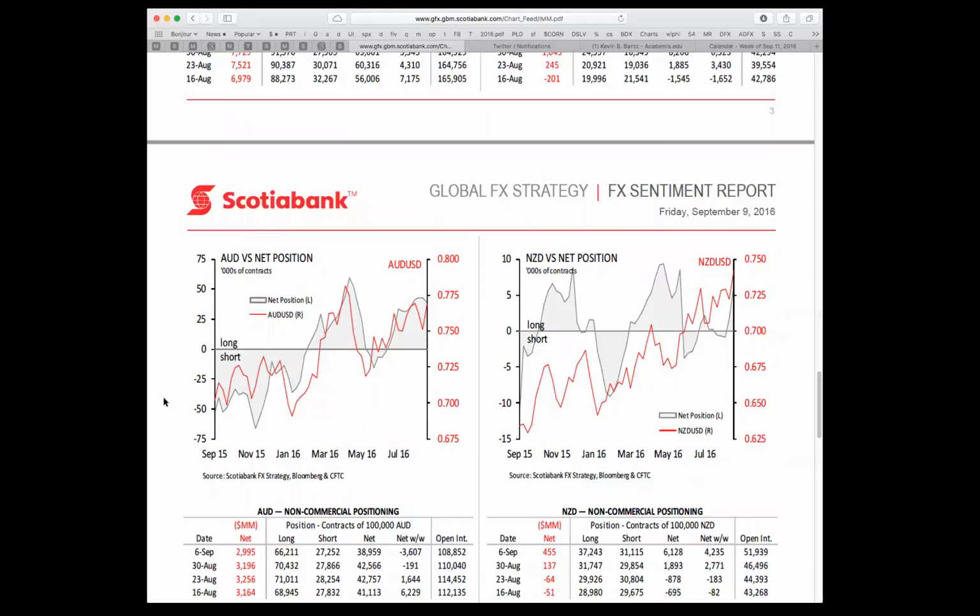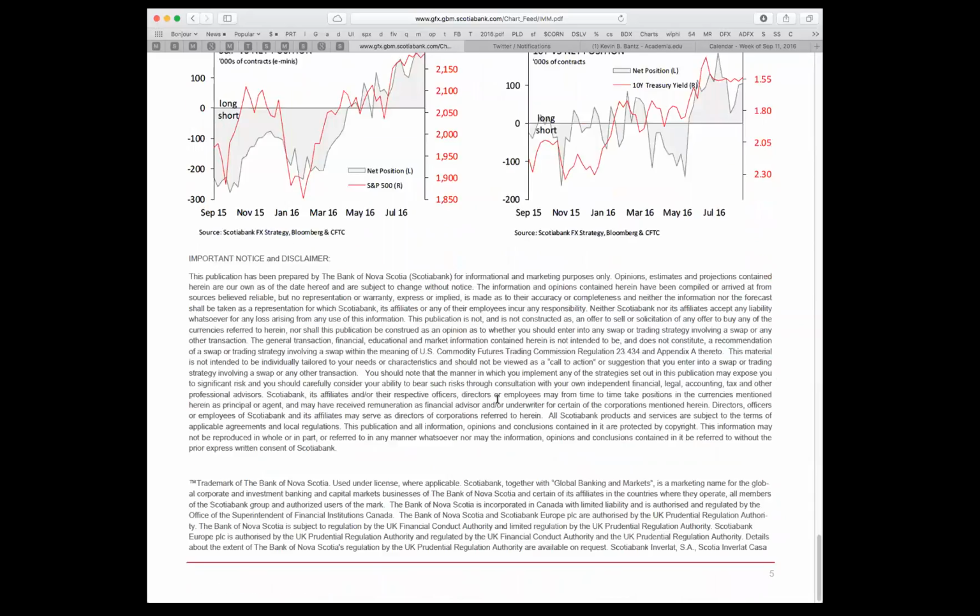Okay, so here's your Aussie dollar. It looks to wane. Looks like they're going to have to roll this thing over. New Zealand dollar, I'll kick the crap out of.